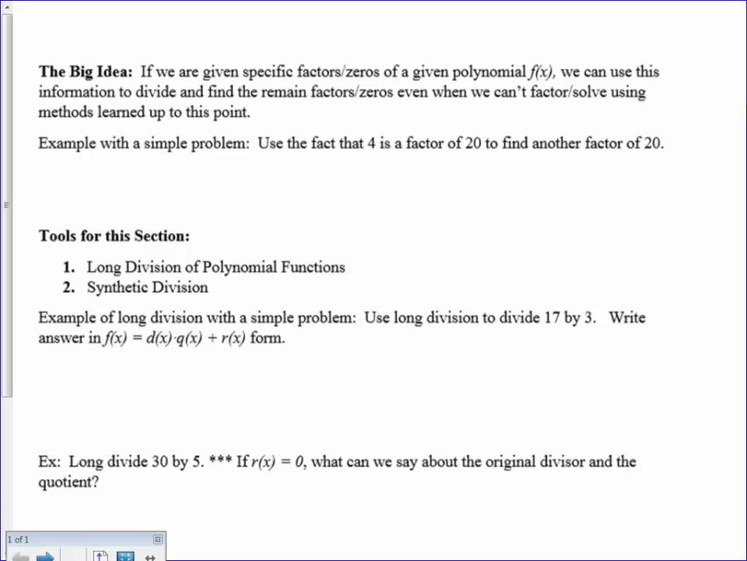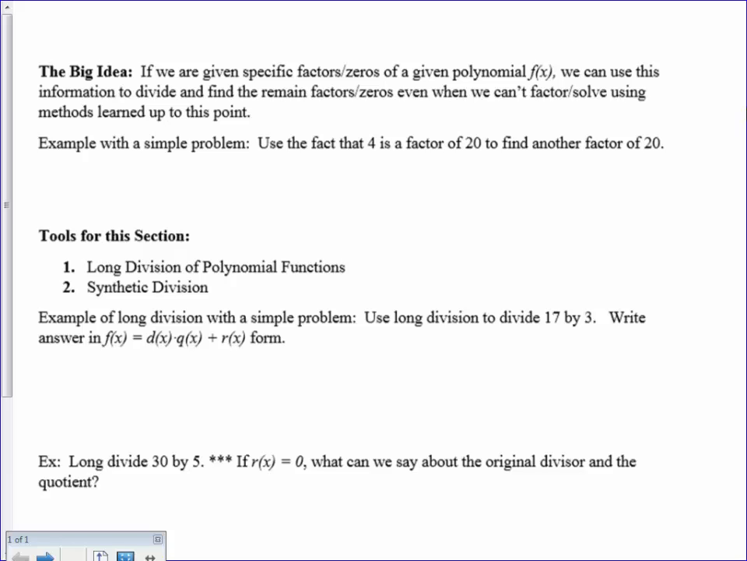Before we get into some of the more complicated polynomial division problems, I wanted to talk about a few facts using just whole numbers. The big idea in this section is that we're going to be given specific factors or possibly zeros of a polynomial, and then be asked to divide and then, if possible, find remaining factors or zeros.